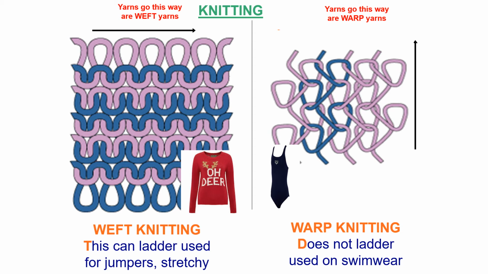Weft knitting is generally done by hand or machine. Warp knitting is done by machine. Warp knitting goes vertically down. This doesn't ladder and is suitable to be used on things like swimwear.